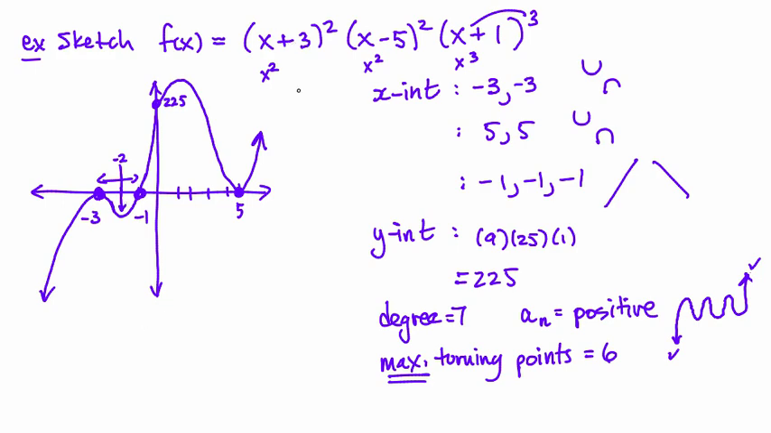So negative 2 plus 3 is 1. And so this is f of negative 2 that I'm calculating. Negative 2 minus 5 is negative 7 squared. And negative 2 plus 1 is negative 1 cubed. And so I get 49 times 1 is 49 times negative 1, so I get negative 49. So this is down to negative 49 in this direction. My scale is quite different in my y direction compared to my x direction.